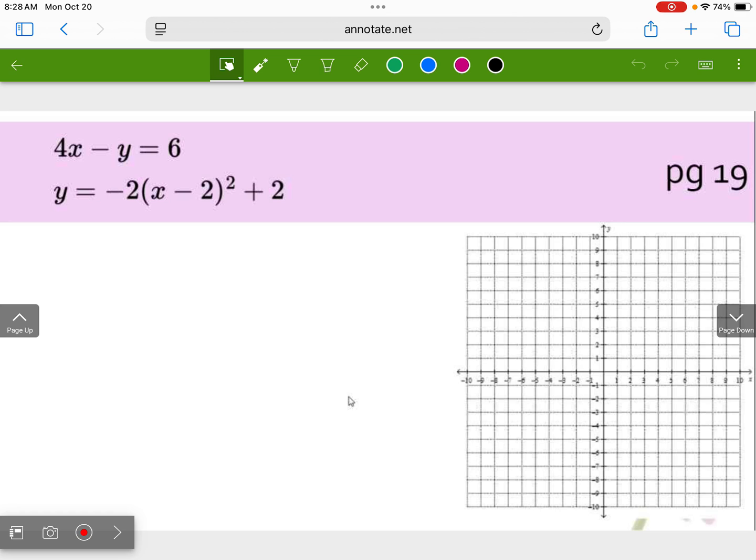So let's look at this one. This is our example 2 in the middle of the page. We're given our equation here of 4x minus y equals 6. And then we have y equals minus 2 times (x minus 2) squared, plus 2. So this guy's a line. Great. This guy, not a line. This guy is a parabola. This is how we actually started this chapter.